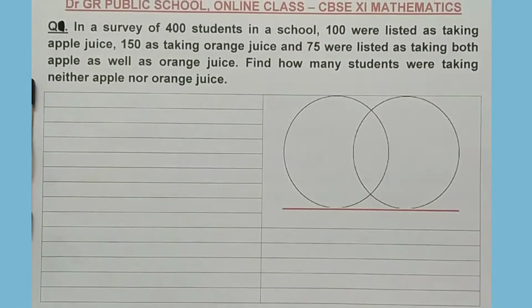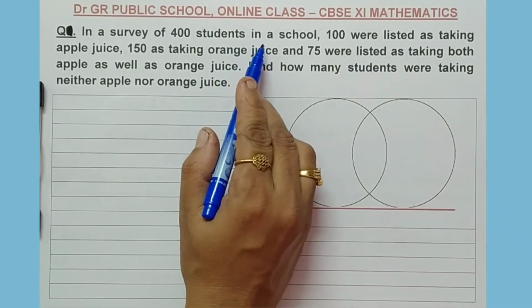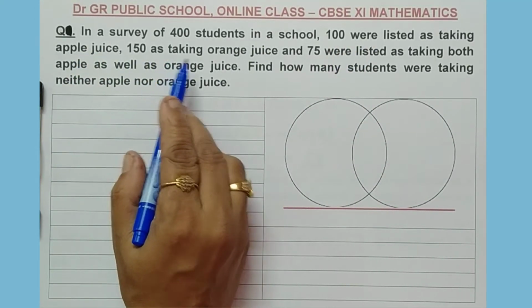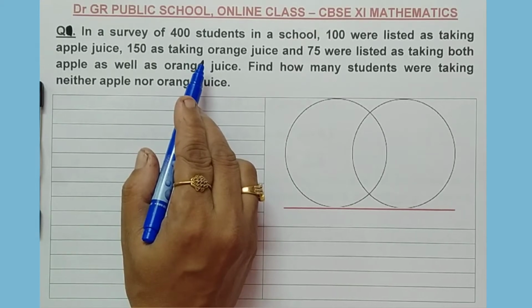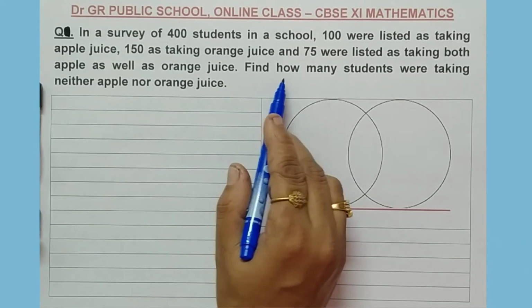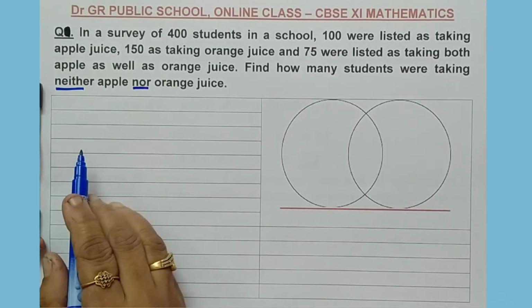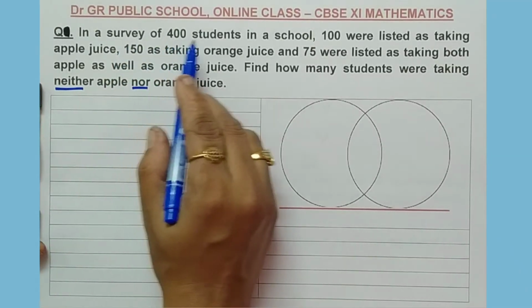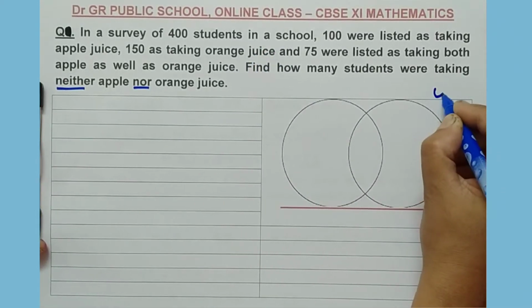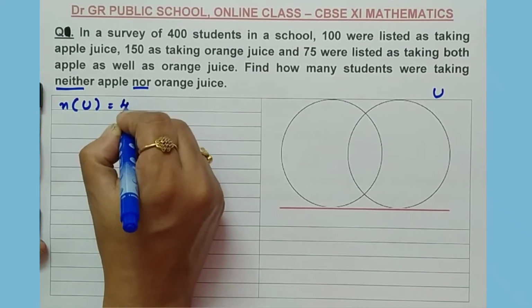Come to the next question. In a survey of 400 students in a school, 100 were listed as taking apple juice, 150 as taking orange juice, and 75 were listed as taking both apple as well as orange juice. Find how many students were taking neither apple nor orange juice. 400 students in the school means that the total number of elements in the universal set is given as 400.